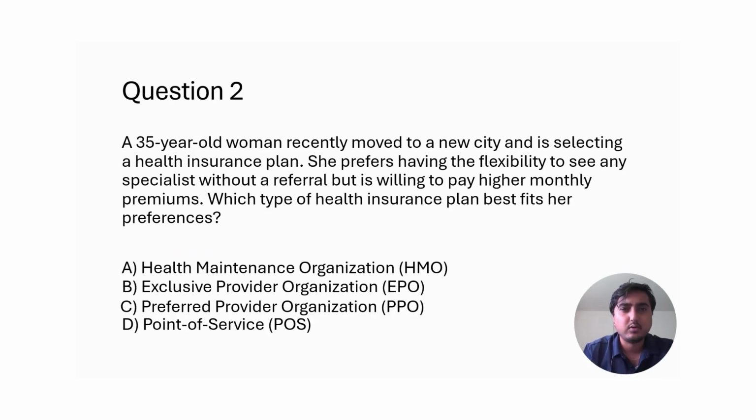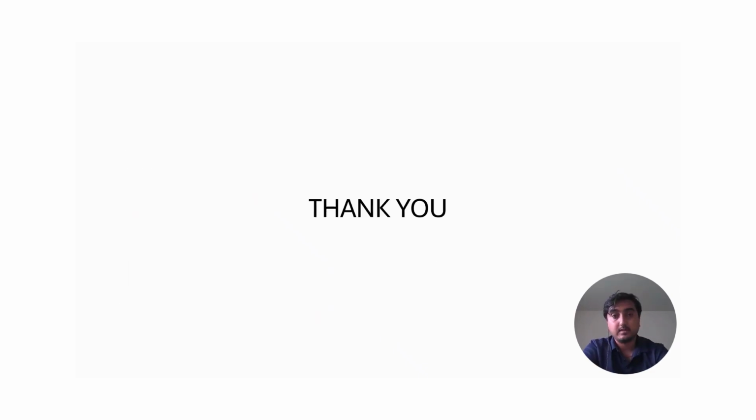The second question, a 35-year-old woman recently moved to a new city and is selecting a health insurance plan. She prefers having the flexibility to see any specialist without a referral, but is willing to pay higher monthly premiums. Which type of health insurance plan best fits her preferences? So as you can see, she wants to see any physician without a referral. So that narrows it down, since HMO and POS always require a referral, and she wants to pay higher monthly premiums, and flexibility to see any specialist has been mentioned. So any means both within the network and outside the network, and so the correct answer would be preferred provider organization. So that's it for this presentation.